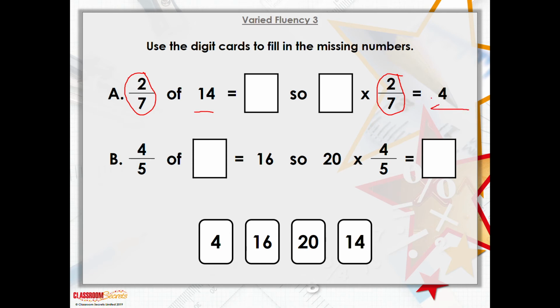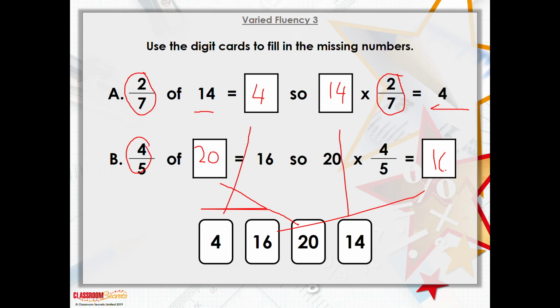Now, if we apply what we did at the start of the lesson in our Varied Fluency number 1 task, the 4 should go up into here, and the 14 should go here. However, I'm still going to work it out to show you. And then in this question, we have 4/5 of something equals 16. So 20 times 4/5 equals something. And again, we apply the rule that we did at the start of the lesson. That should be 20. And then this should be 16. However, I will work it out.